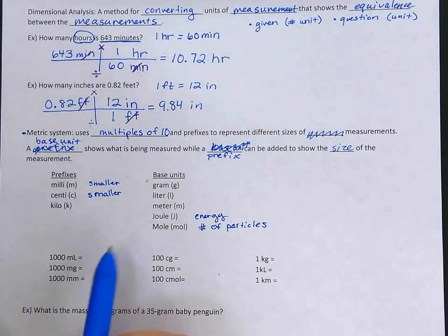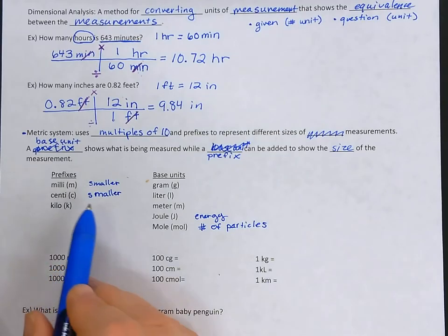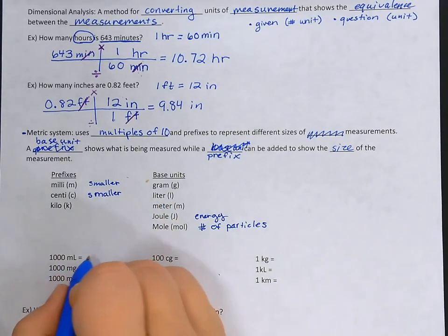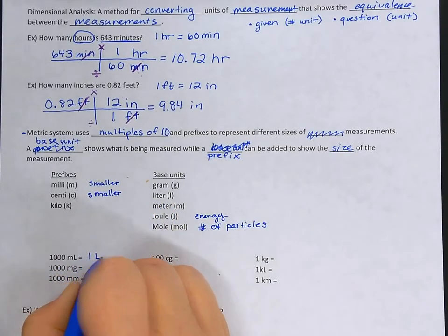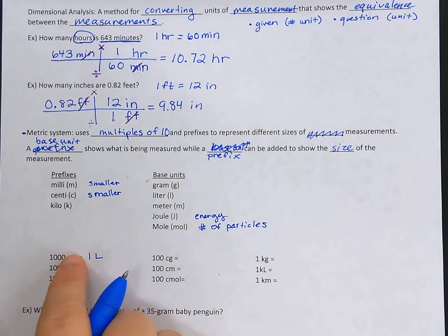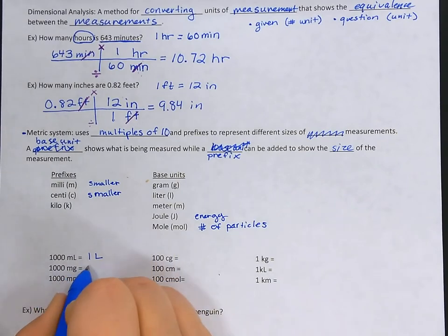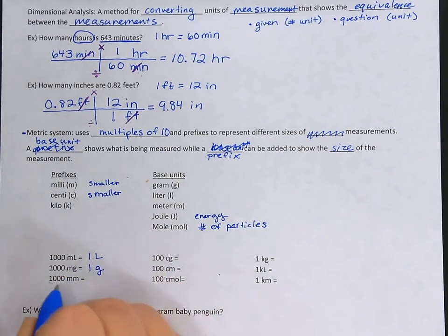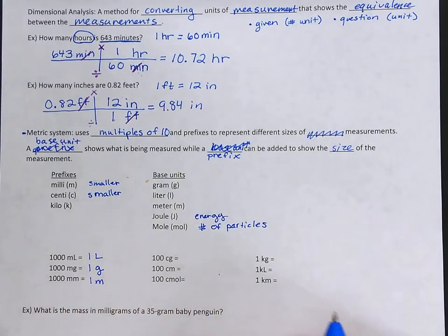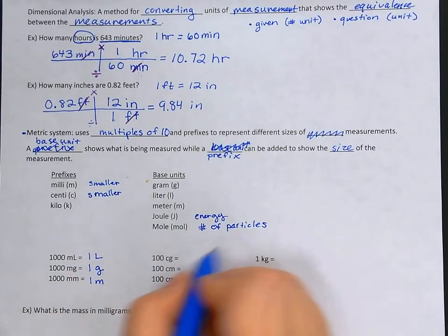That means, for instance, it takes 1,000 milliliters, so I would take my prefix milli and my L for liters, 1,000 milliliters to make 1 liter. So milli is smaller than liter. Milliliter is smaller than a liter. Same thing for milligrams. It would take 1,000 milligrams to make 1 gram, 1,000 millimeters to make 1 meter. So milli is smaller than the base unit.